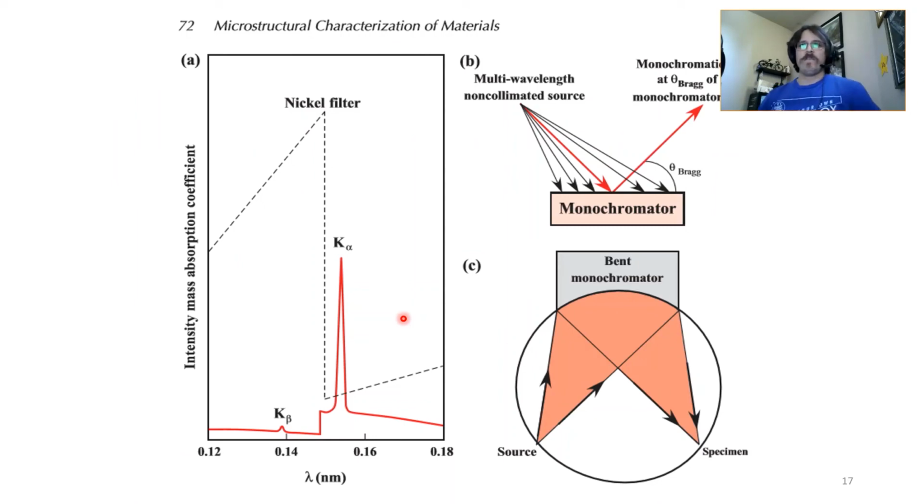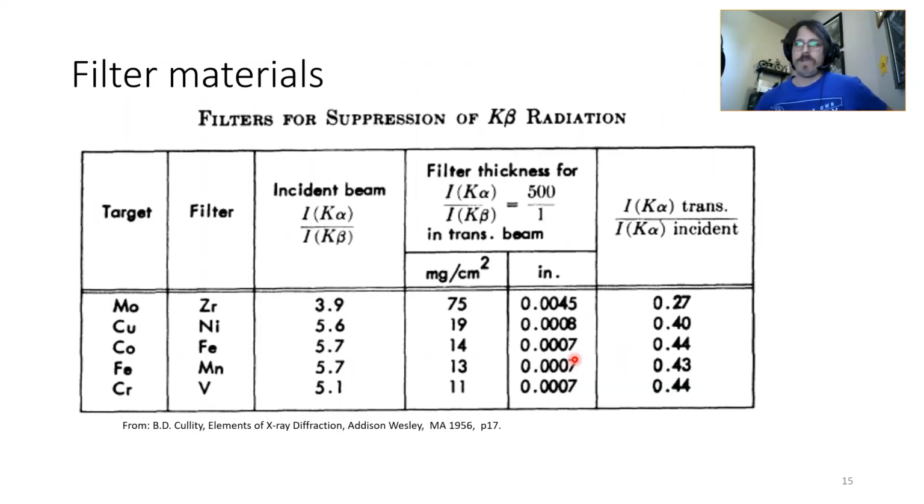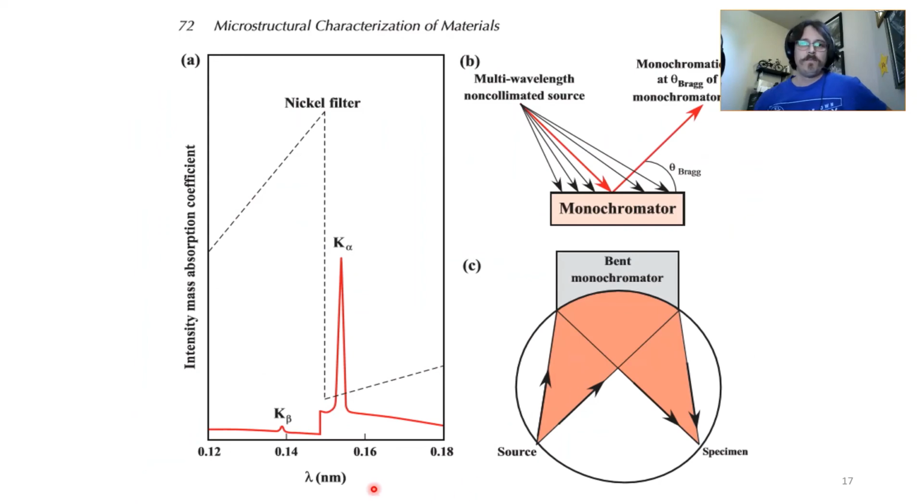I think it's funny because Brandon and Kaplan borrow Cullity's graph almost exactly. They recolor it and then don't give Cullity credit. If you go and look, this is Cullity's graph here, and they've repeated it here and put it in nanometers instead of angstroms. So I guess they don't get copyright infringement.